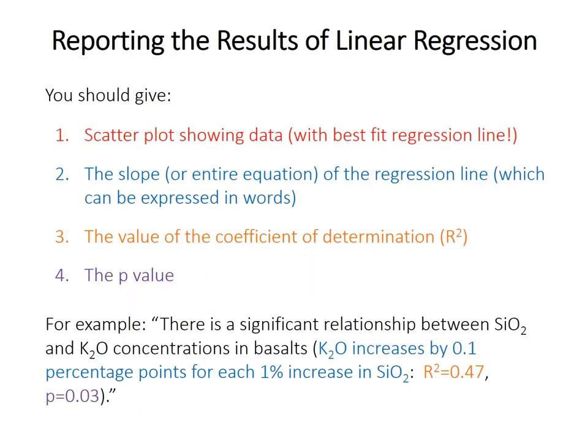So when reporting the results of a regression analysis, you typically or often want to include a scatter plot that shows the data and the regression line. And it's often helpful to describe the relationship in words, although this isn't strictly necessary as the plot conveys the same information as the words would. But you definitely should give the coefficient of determination r squared, which tells you the strength of the relationship, as well as the p-value if you're doing hypothesis testing, because that tells us how likely this relationship is to not be zero.